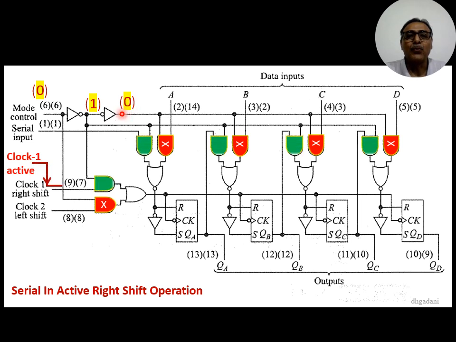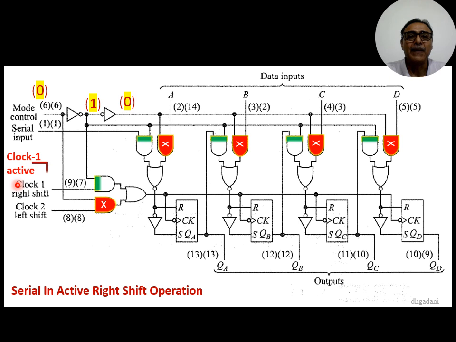Further, as the output of this inverter is 0, means the AND gates connected to parallel input pins A, B, C and D are inactive, means we cannot apply parallel input now. Further, as the output of this NOT gate is high, these AND gates are active and this AND gate is connected to the serial input pin. So if we apply some serial input here, it will appear as output QA as soon as we apply a clock at the clock 1 terminal.